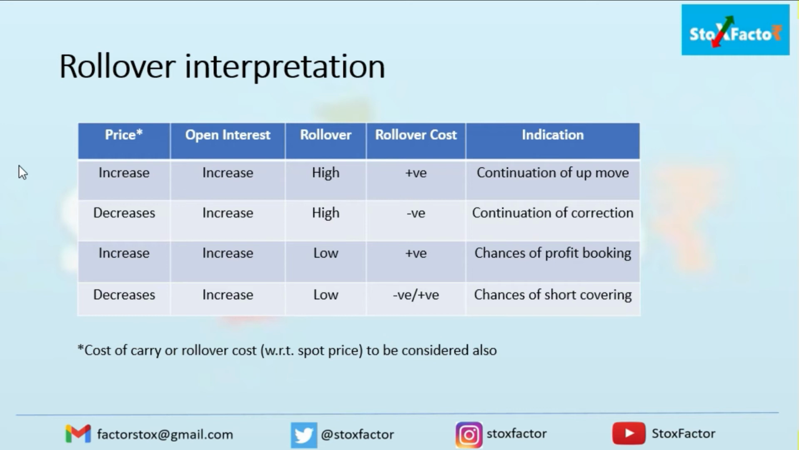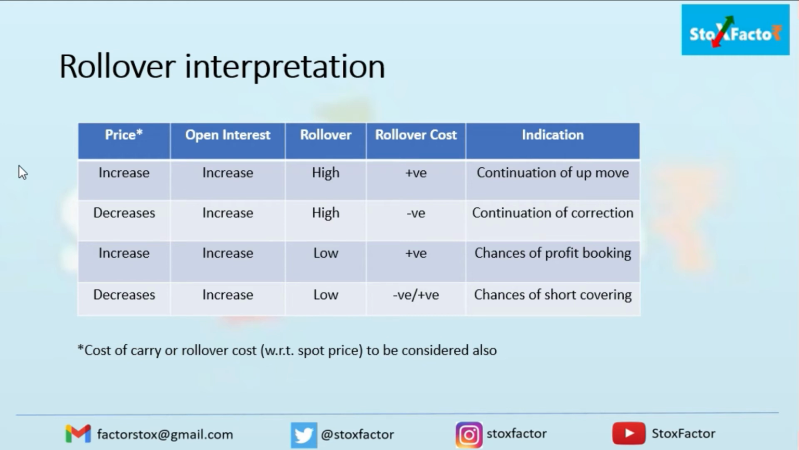So friends, in this particular table, you can see different scenarios, and let's discuss these scenarios one by one. The first is that in the current month, the price has increased. Open interest has also increased. You have seen a steep rise in the open interest, that is the cumulative open interest, and rollover is also high. So the expiry has happened, the price in this expiry has increased, and till the expiry the rollover to the next month has also been high, and the rollover cost is positive. Positive means, as I mentioned, that the next month future price was available at a little premium. It was higher than the current spot price in the market.